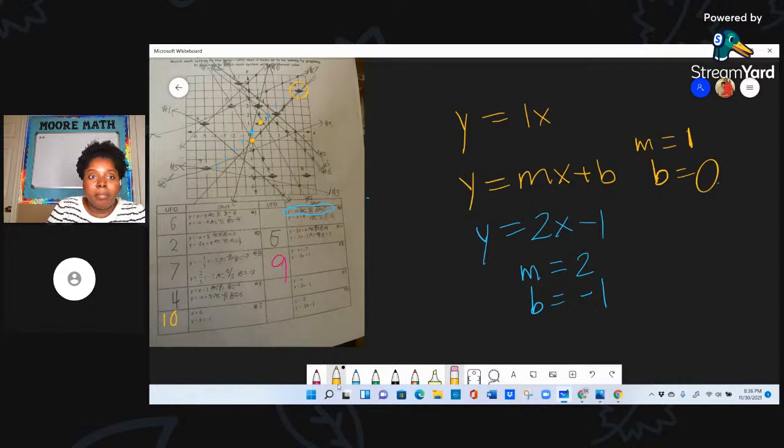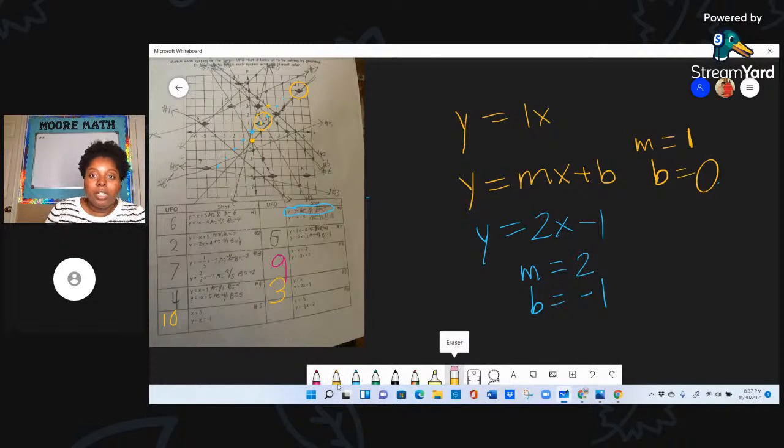Have they met yet? Yeah. Good. Okay. On this second dot. So up 2, over 1. And we can see that they're meeting. What number is that, where they meet? 3. Okay. So far, so good.